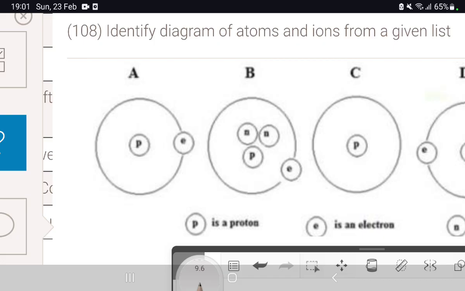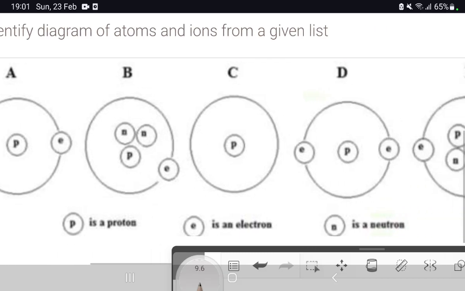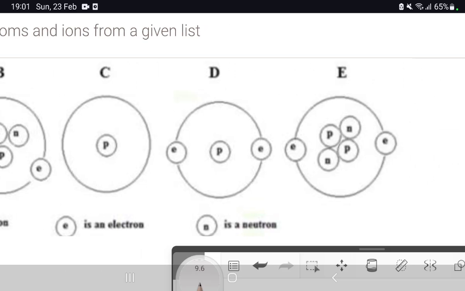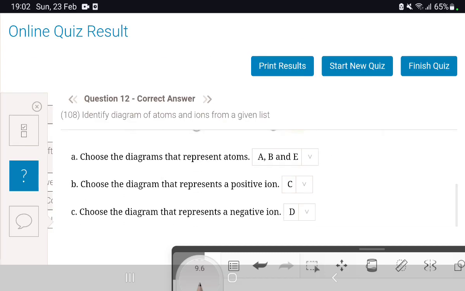Like when they're asking for what is an atom, we do not care about the neutrons at all. Part C is not an atom because it has one proton and 0 electrons. Same with D, it has 2 electrons and 1 proton. And then E, it has 2 protons and 2 electrons. So A, B and E are all atoms.